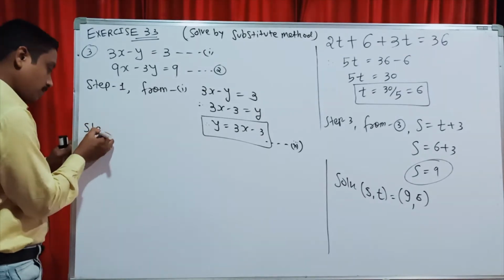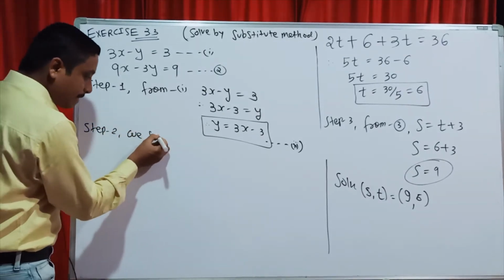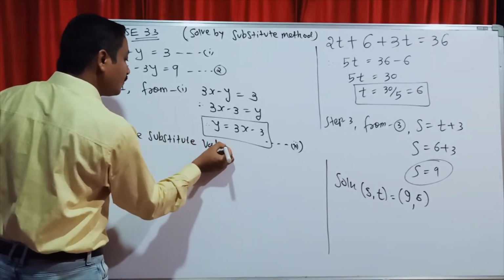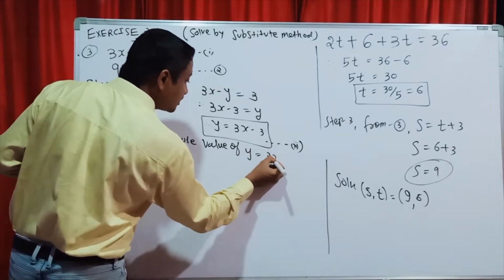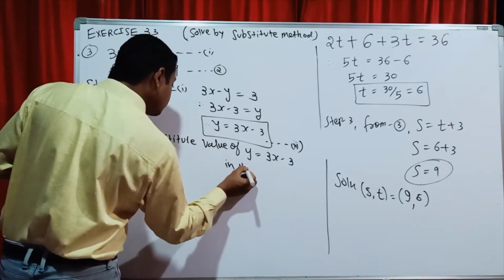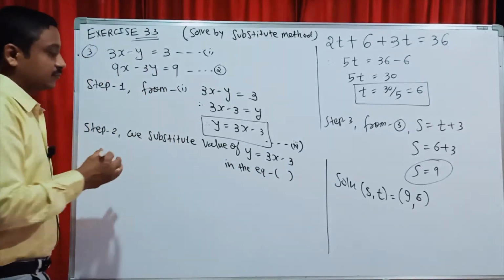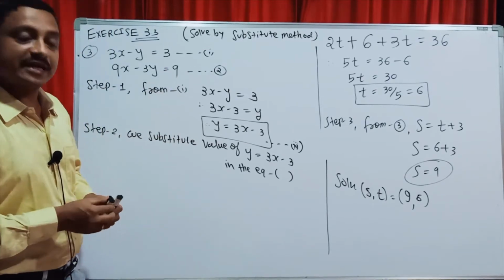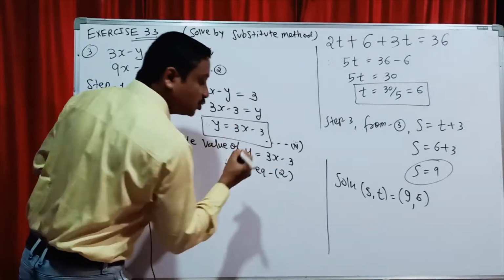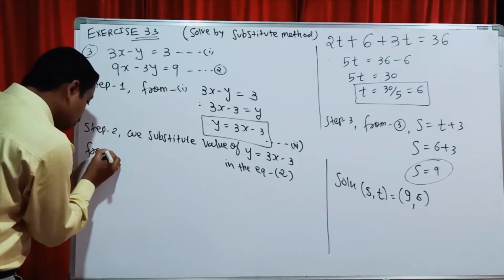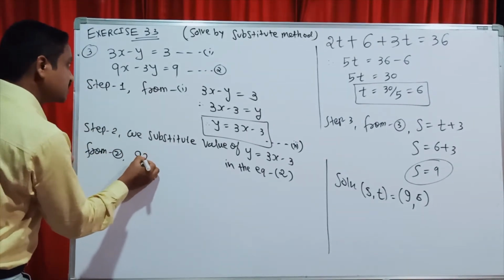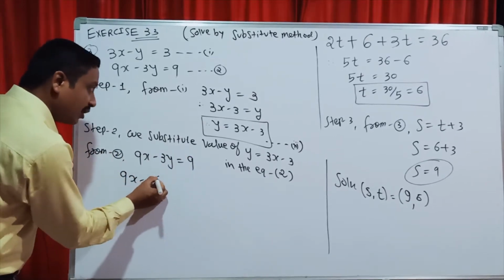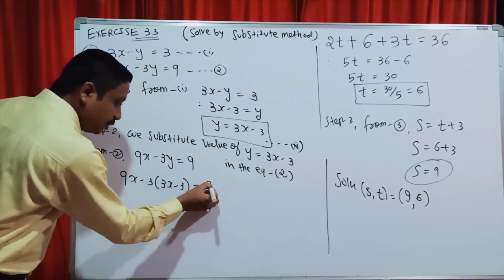Now step 2, we substitute the value of y is equal to 3x minus 3 in the equation. Which equation? Yes, you starting from here first, so apply in the second. Here utilize your equation number 2. So I go to 2. What is 2? 9x minus 3y is equal to 9. Here apply your value for y: 3x minus 3.